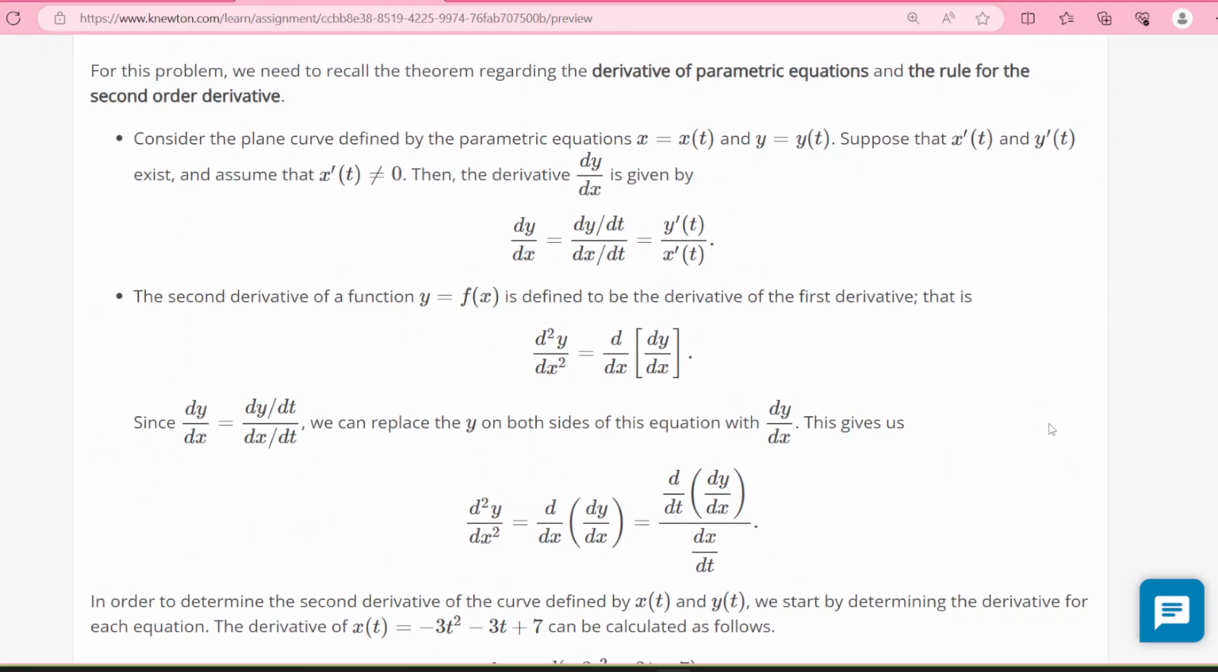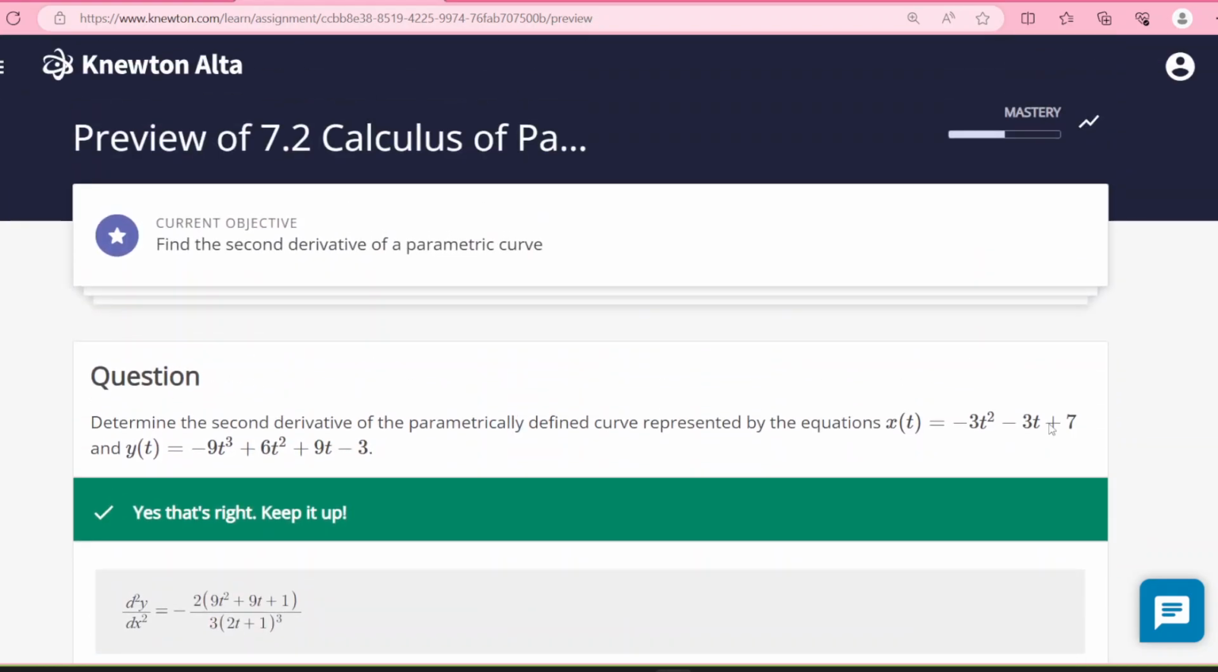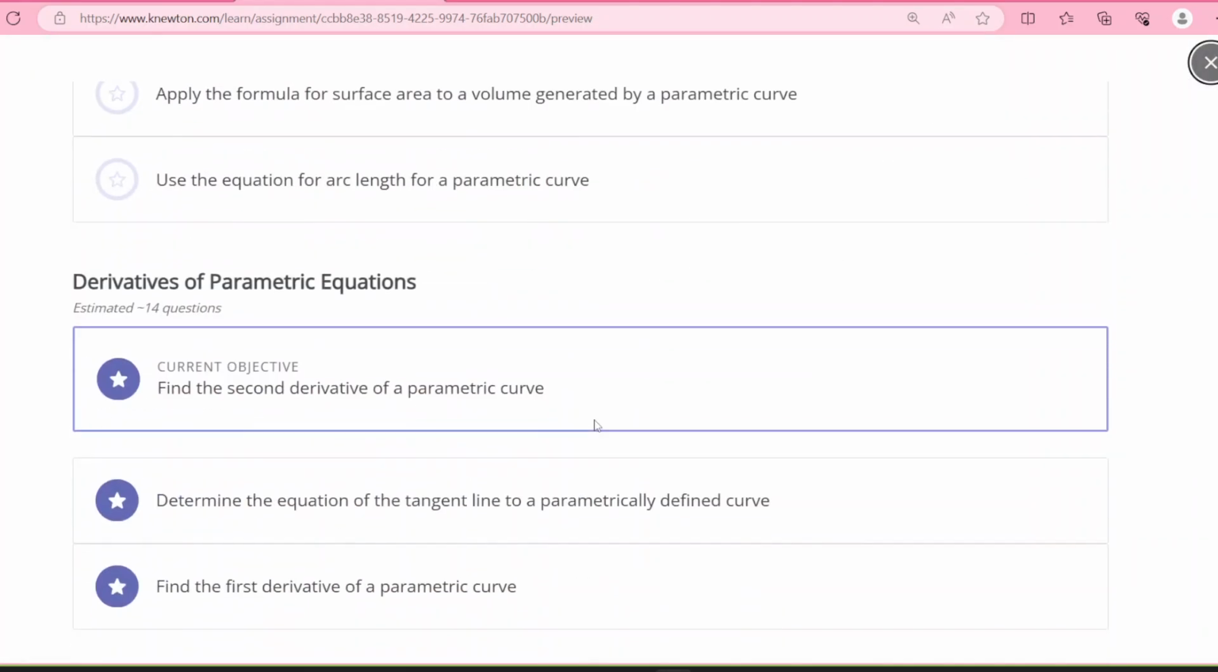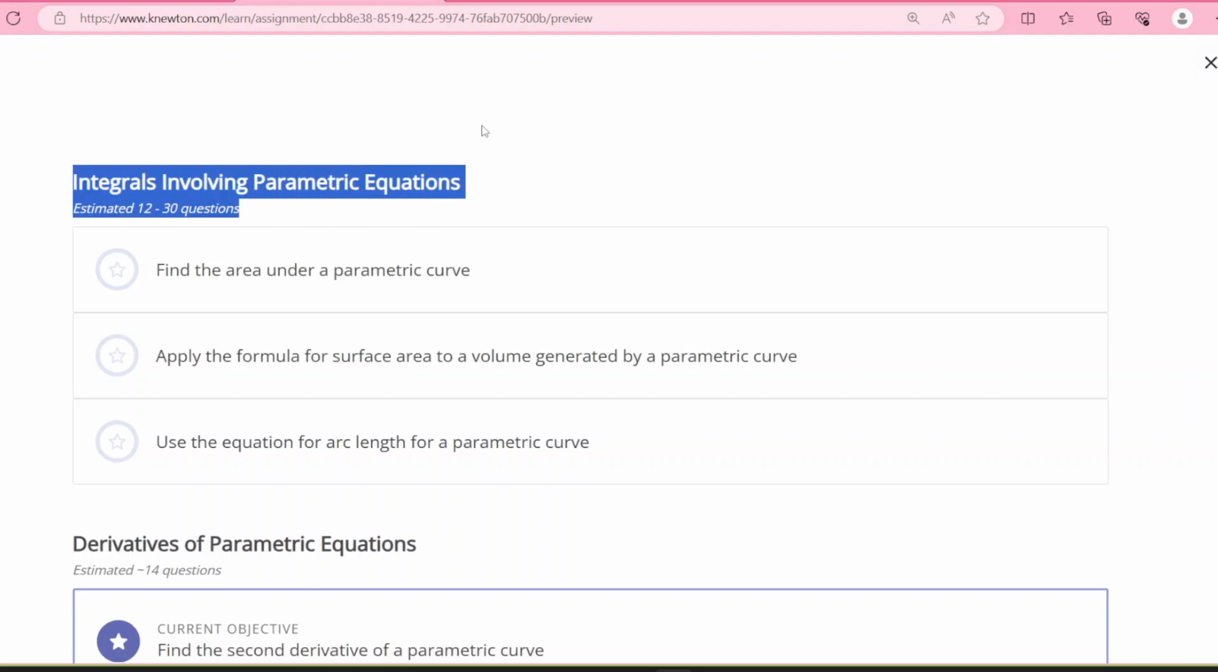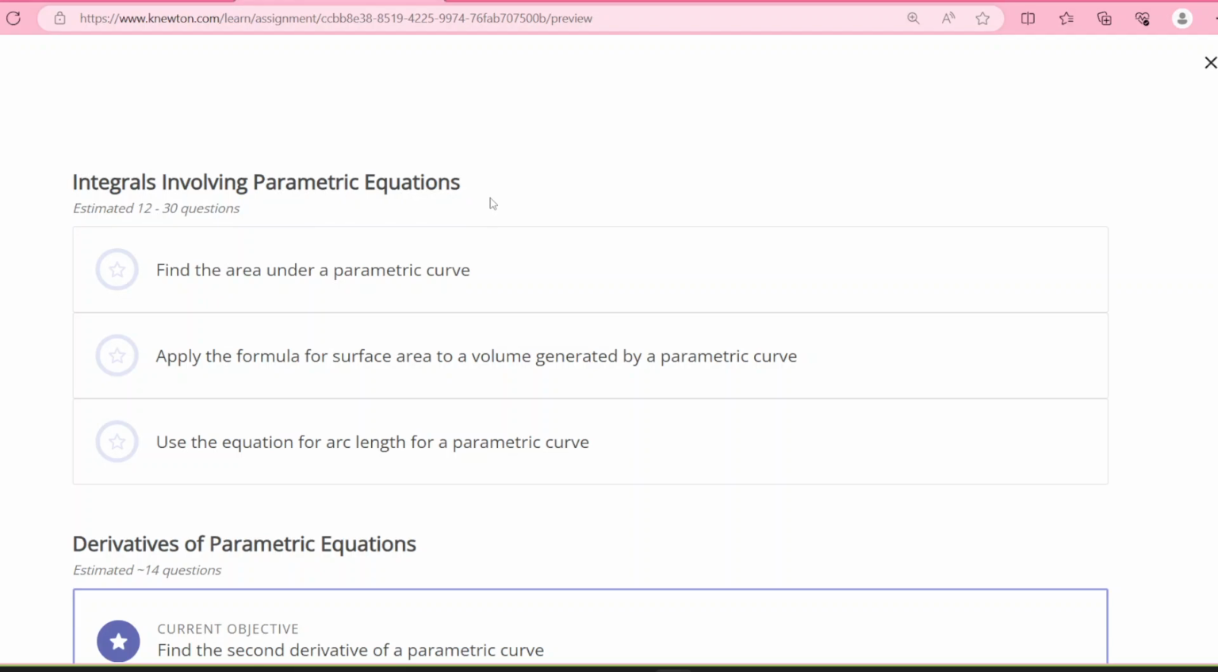Now, as I mentioned, I'm only going through these 3 objectives. So I am done with this video on the derivatives of parametric equations. Part 2 will be on the other three, with the integrals involving parametric equations heading, this heading here. So be on the lookout for that. I'll post that up later.